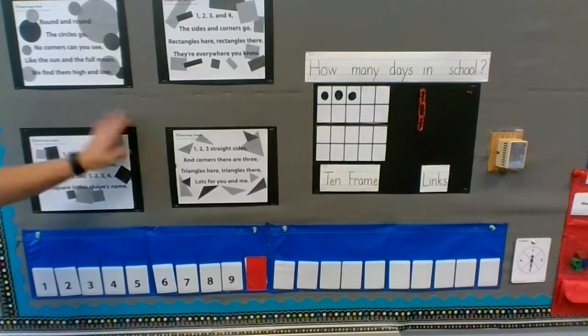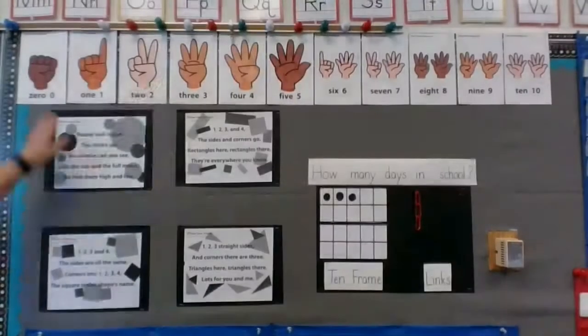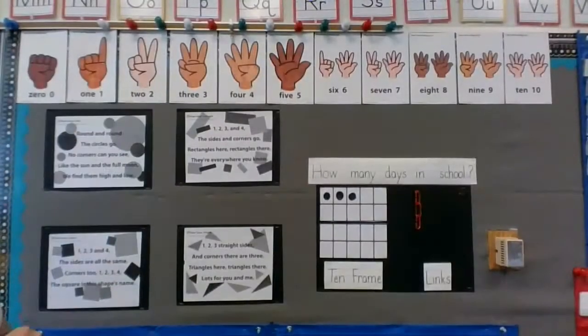You'll see up here we have some poems. We are not going to go over the poems today. And then you also can see that we have our numbers up here, and that's how we do them on our fingers. We're also not going to do those today. We'll go ahead and do that another day.